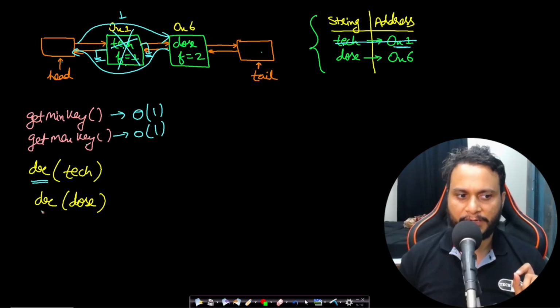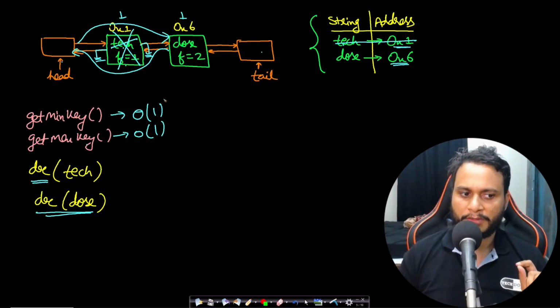Fine. Let's say a decrease is coming after this on dose. So you will go to the key store and find out where it is present, OX6, right? When you found out that this is present at frequency equal to 2, then what you need to do is remove it from this node. I will be removing it from the key store because its location will change, or otherwise it will be completely removed. So dose is removed. It is removed from the key store as well. So now the frequency 2 node is empty. It does not have any string. So I will be removing this node as well.